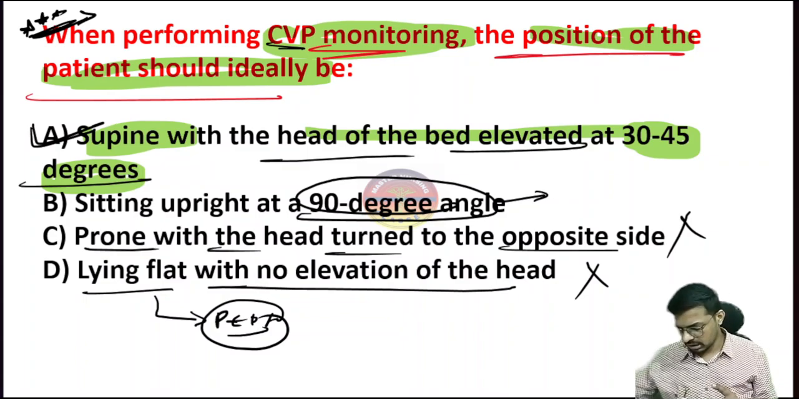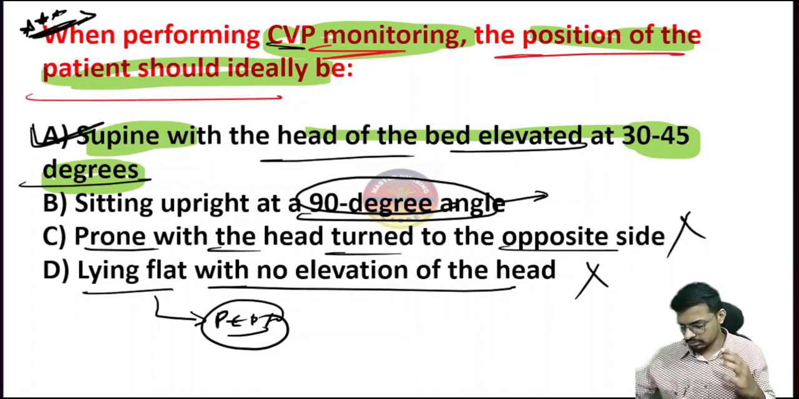The next one is the site with the least risk of infection. This is one more important point: the subclavian vein has the least risk of infection. The most risk is in the femoral, second is the internal jugular, third is the subclavian. Least risk of infection is in the subclavian. And most importantly, high risk of pneumothorax will be seen in the subclavian vein. If you are inserting the catheter through the subclavian vein, there is a high risk of pneumothorax.